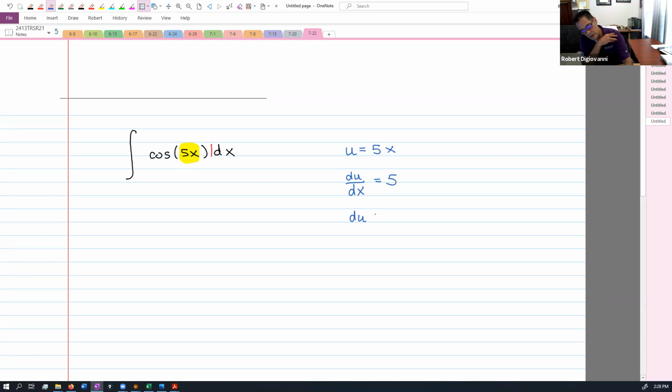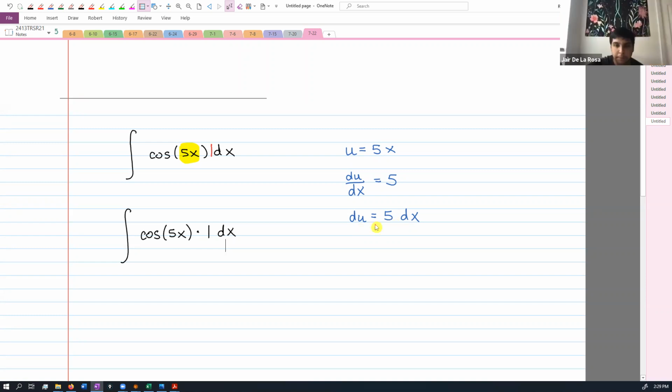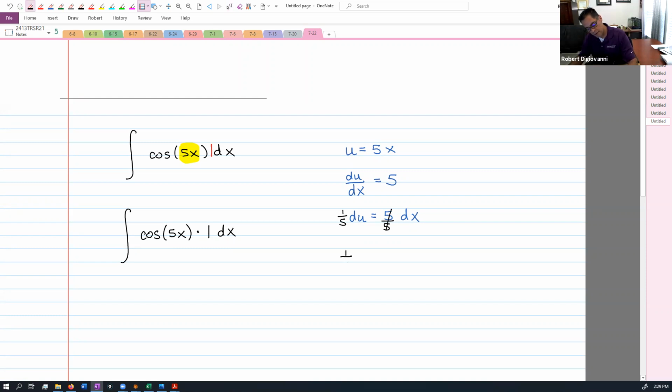I'm going to multiply both sides by dx and get du equals 5 dx. But Jair, when you look at this problem, it's cosine of 5x times, you don't have 5 dx, you have 1 dx, right? You would like it to just be 5 dx, but it's a 1 dx, so can you make this a 1 dx over here? What do you do to get rid of the 5? You divide both sides by 5. So you go 1/5 here, divide by 5, and now you have 1/5 du equals dx.